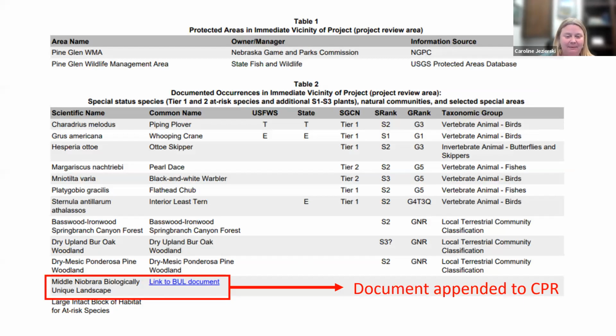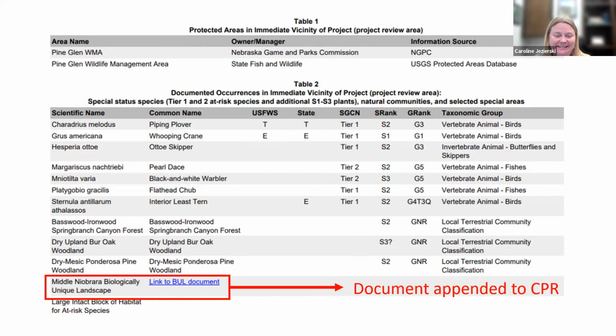The next step that we are going to do is, instead of having to take that extra step of opening up a document for the biologically unique landscape, we're going to append the document to the conservation planning report.